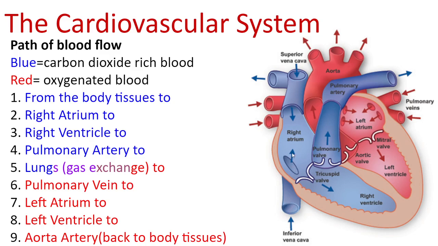Actually, you know what? I lied to you a little bit. I'm sorry, I forgot. The inferior vena cava comes into the right atrium. The superior vena cava comes into the right atrium. They both come in together. I screwed that up, and I'm sorry. But they all come in together right here in the right atrium.